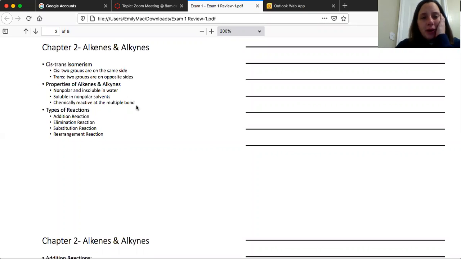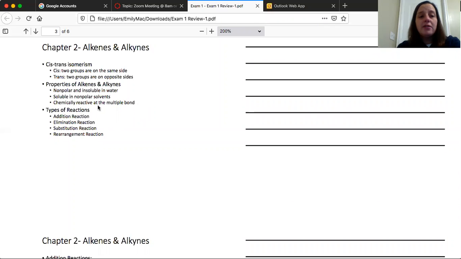And then the properties of alkenes and alkynes are similar to alkanes. They're both nonpolar, just like alkanes were. They're insoluble in water, but they are soluble in nonpolar solvents. And the thing that's different from alkanes is they are very reactive at the multiple bond. So alkanes weren't super reactive. I mean, we had a couple reactions, but alkenes and alkynes are much more reactive at their multiple bond.